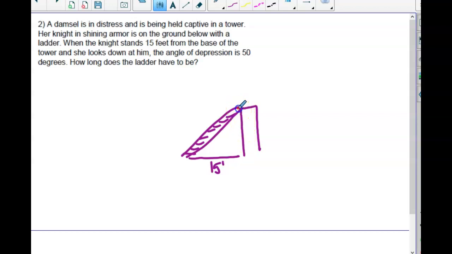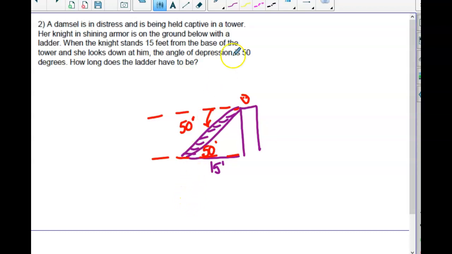No, never with a vertical line. It's either got to be with this line or this line. So when her eyeballs are up here, she has to look down 50 degrees. You could put a 40 in here, right? Because that would make a 90, but I usually just go that the angle of elevation is also 50 then.